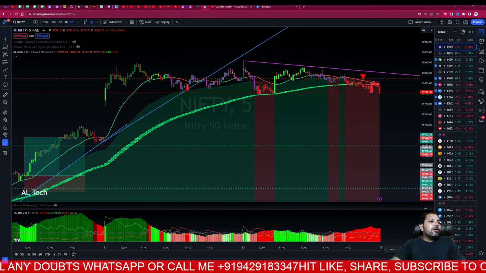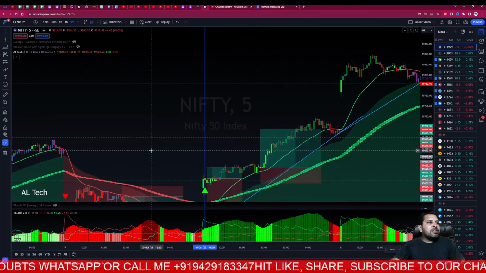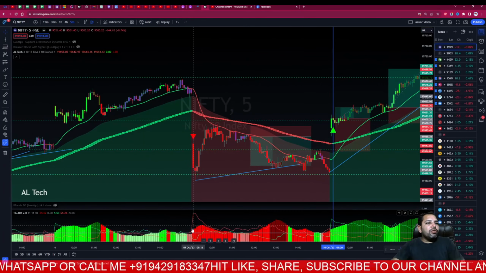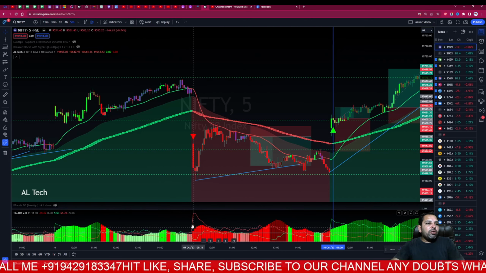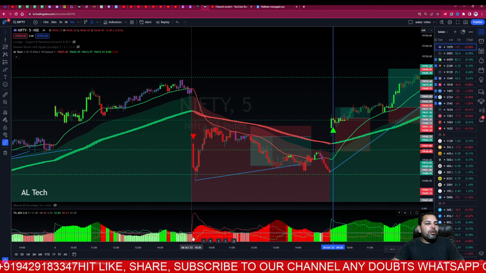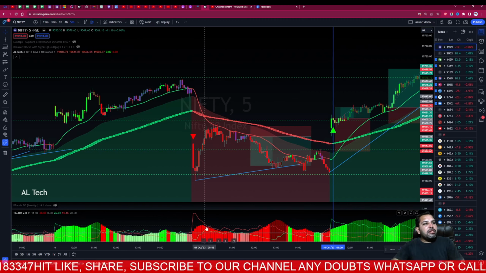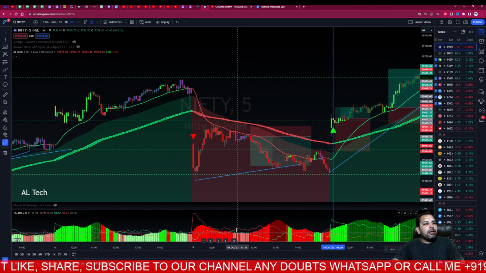Okay, now let's go for a sell signal. You can see here sell signal. You have to look for this ADX. This red line should be above the 20 line and green line should be below the 20 line, right? The sell signal has been confirmed during that time, right?